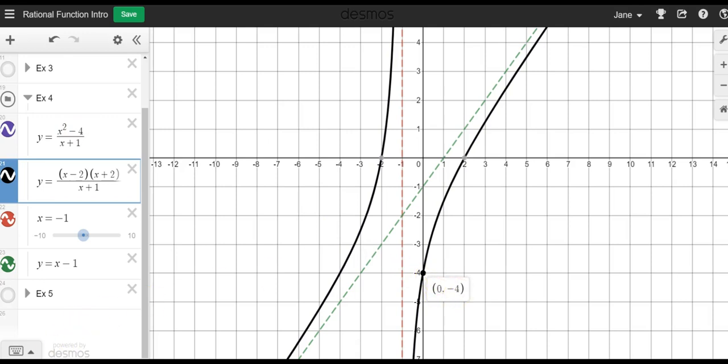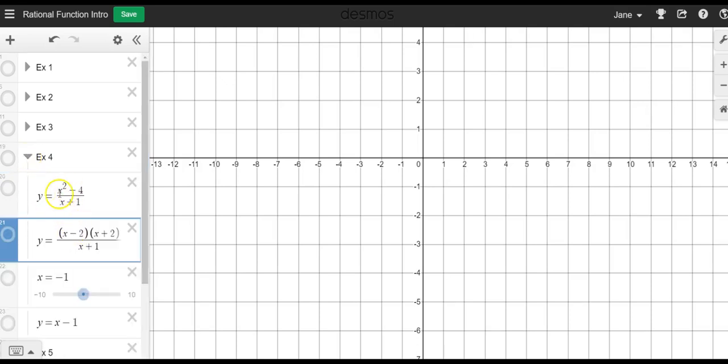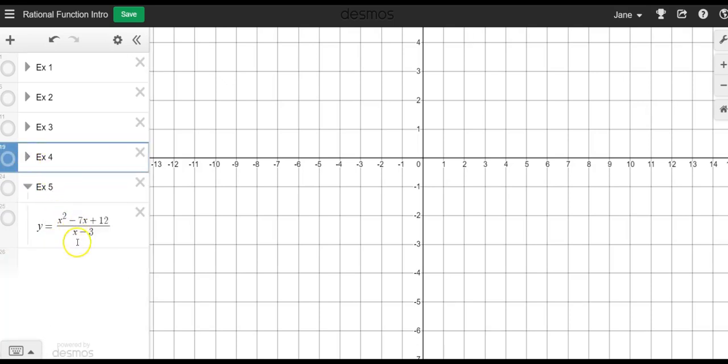All right, one more example. This example is the most interesting one of all. You might expect it to look very similar to the previous example because our previous example had a squared function divided by a linear function, a quadratic divided by linear. But when we graph this, we just get a line.